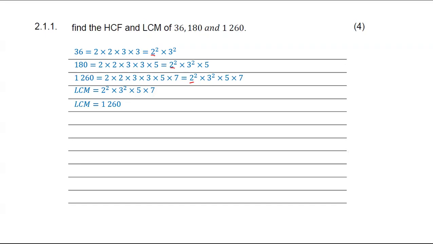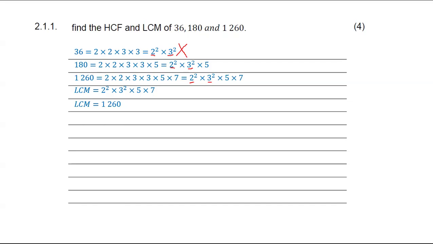Can 3 be part of HCF? Let's see. We've got 3 there, we've got 3 there, we've got 3 there. So it is in all the products. But we will take the 3 with the lowest exponent. In this case, it's just 3 to the exponent of 2. Can 5 be part of HCF? Oh, we don't have 5 there. And that's a problem. So it's not common, so it can't be part of HCF.